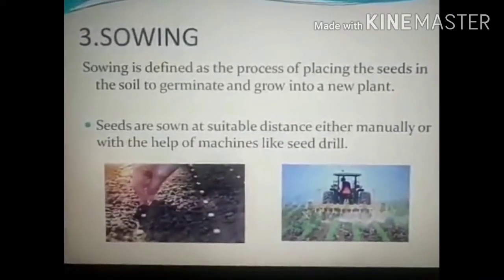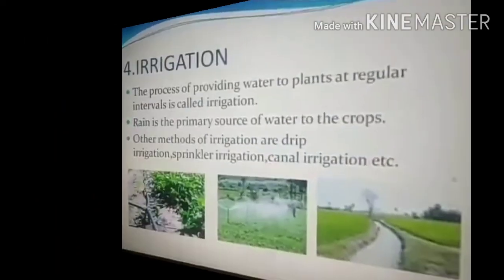We already discussed that a seed grows into a plant when placed in soil. So we have to place the seeds in the soil at a suitable distance to avoid overcrowding. This activity is called sowing, or you can define sowing as the process of placing the seeds in the soil at a suitable distance.